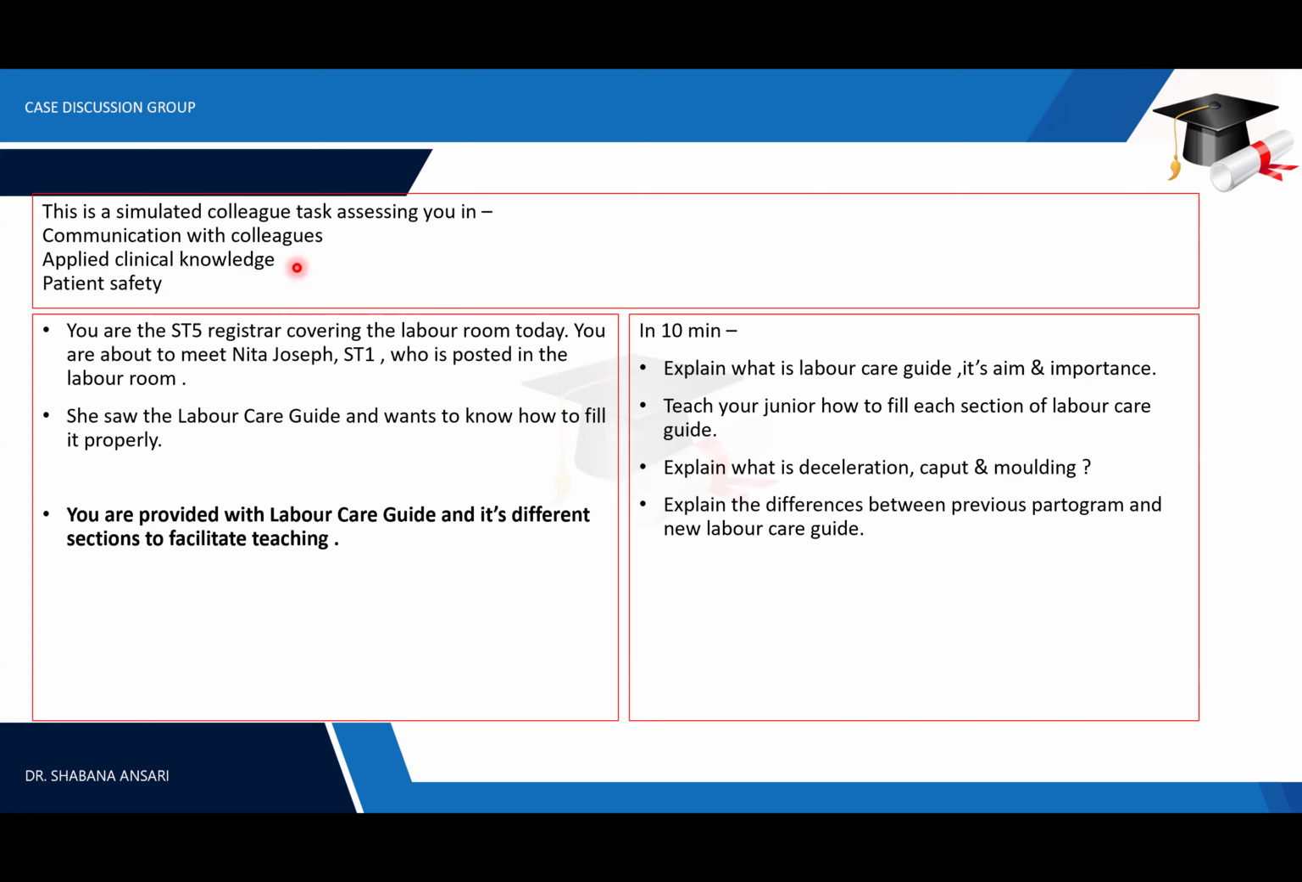Applied clinical knowledge will be explaining what is labor care guide, its aim and importance. You have to remember a few points. And patient safety is, of course, confirming the first section, which is very, very important: patient's demographics, her ID, and the labor characteristics. And we are starting the labor care guide rightly when the cervix is 5 centimeters dilated.